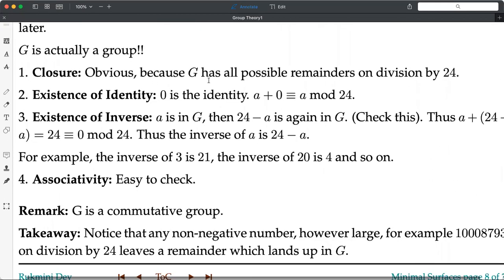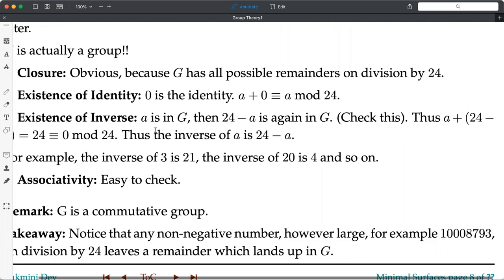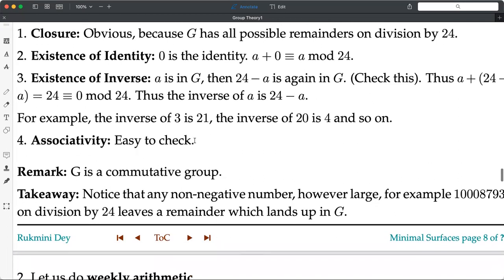Closure is obvious because G has all possible remainders on division by 24. Existence of identity: 0 is the identity, A plus 0 is equivalent to A modulo 24. Existence of inverse: if A is in G, then 24 minus A is again in G. If you check it, A plus (24 minus A) is 24, which is 0 modulo 24. So the inverse of A is 24 minus A. For example, the inverse of 3 is 21 because the sum of the two is 24. Similarly, the inverse of 20 is 4 because again the sum of the two is 24.